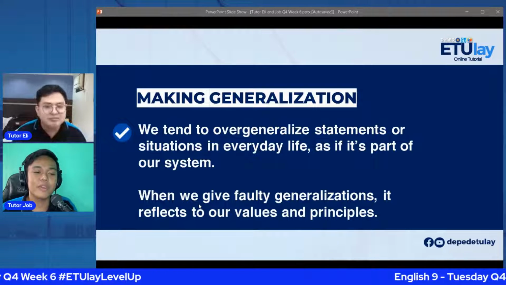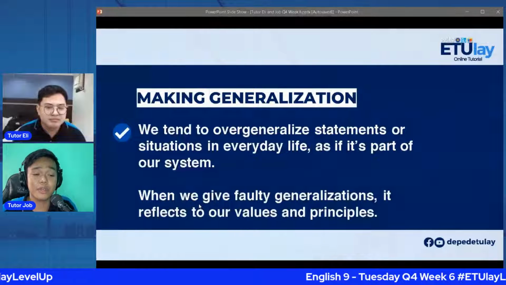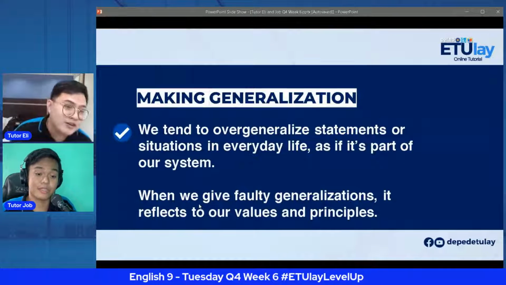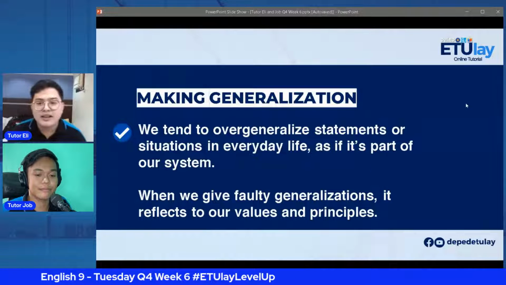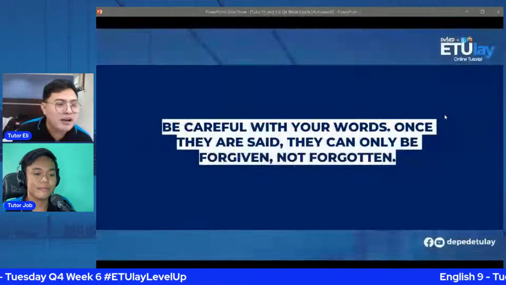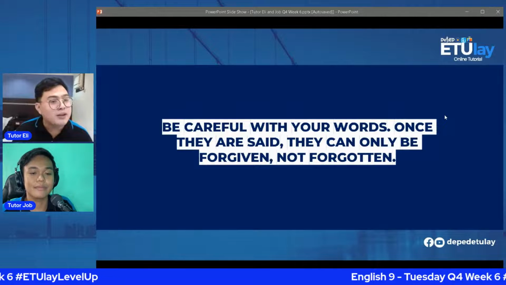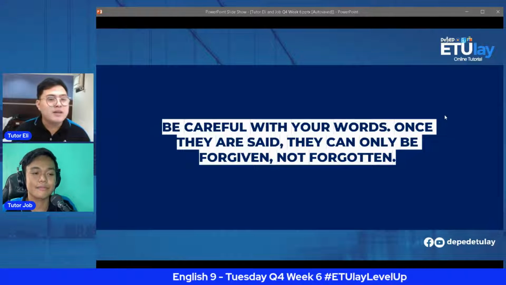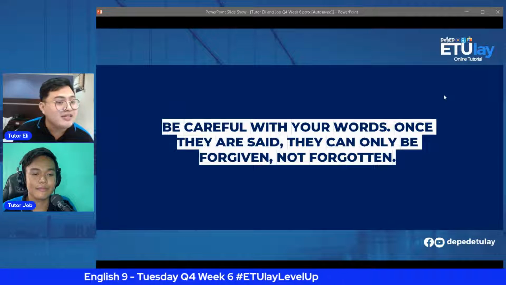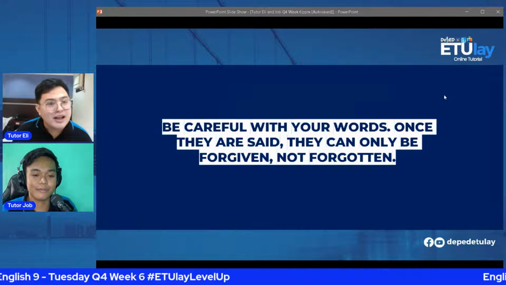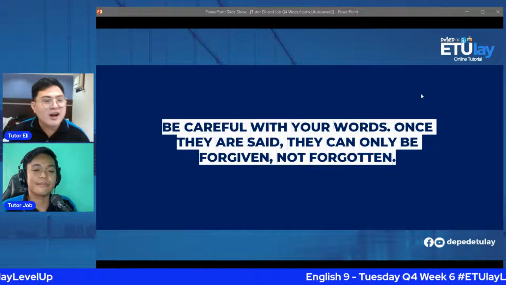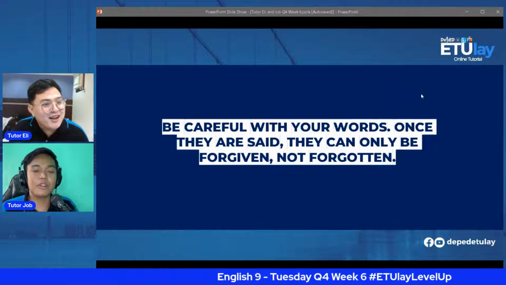When you give faulty generalizations, it of course reflects our values and principles. So, it's basically parang judgment na din na kapag nakapagbitaw ka ng salita, mahirap na yun. Sabi nga dito, we have to be careful with our words because once they are said, sinabi mo na all of your classmates are ugly.